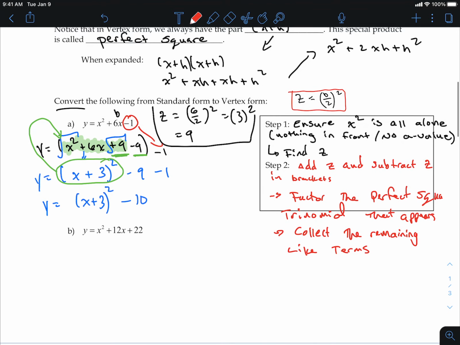I would say the last step, state the vertex. I would just make it a habit of just stating the vertex. So what's the vertex here? -3, -10. Okay.